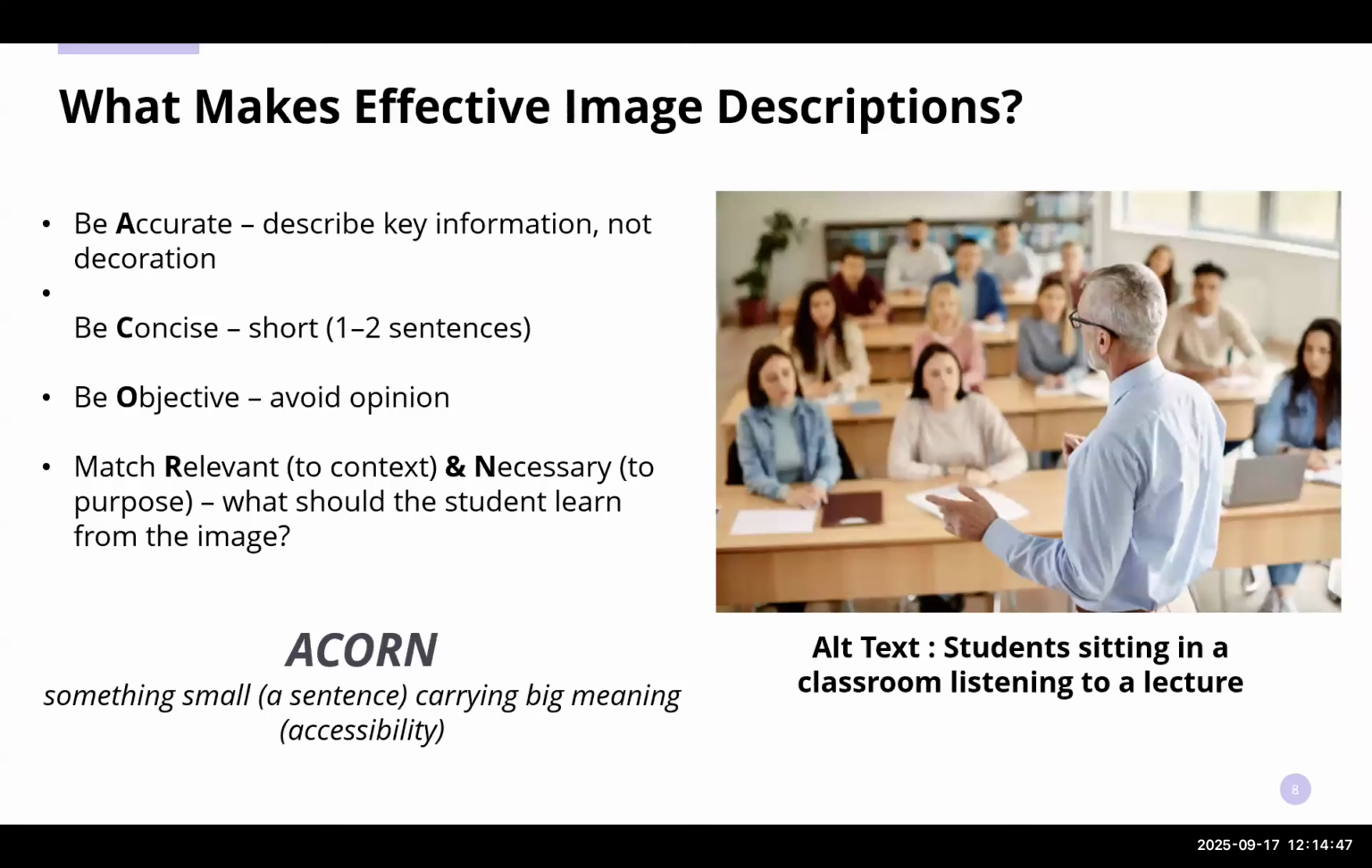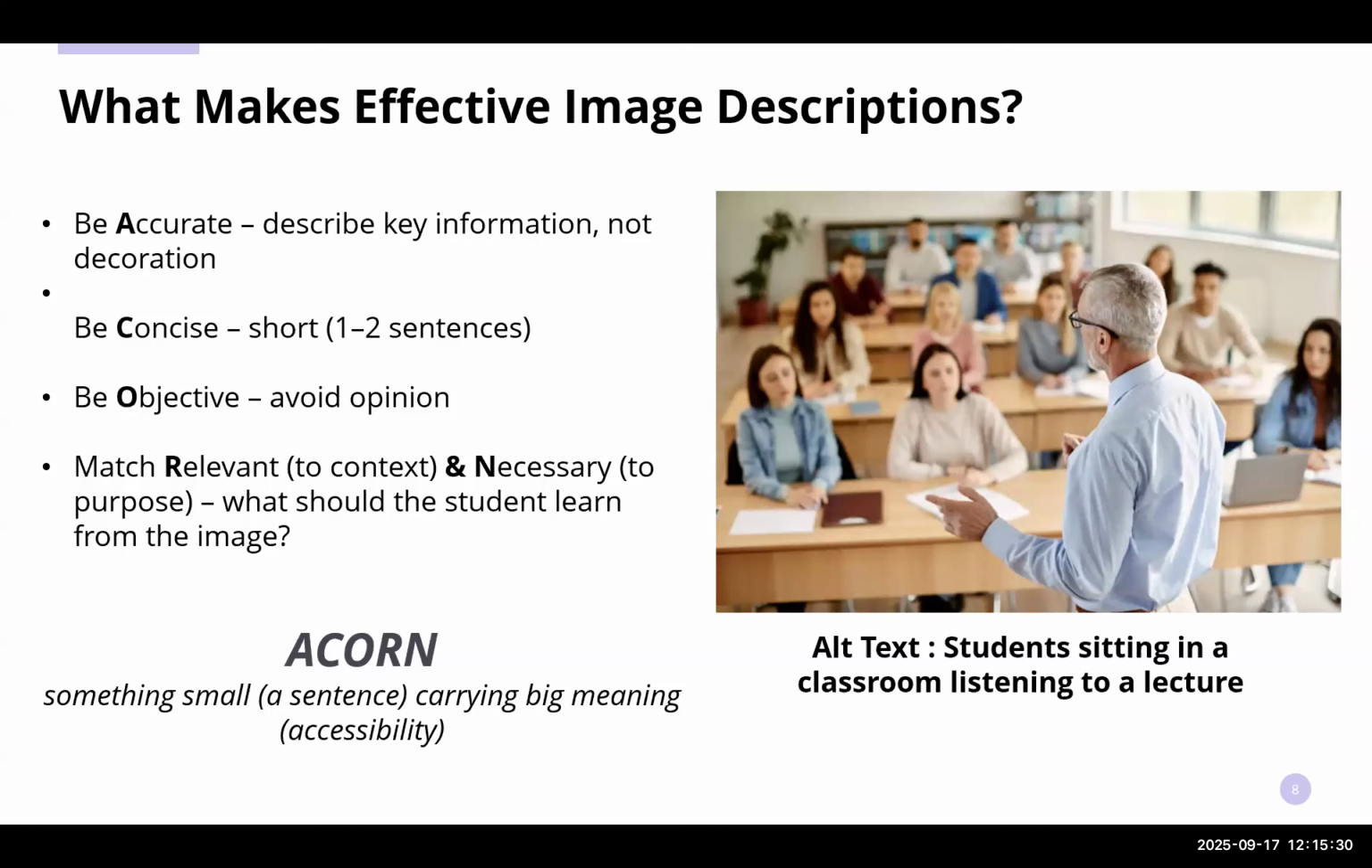So now that we have asked the right questions, the next step is actually writing the alt text or description. But what makes alt text effective? What turns a vague or overly wordy description into something clear and useful? To help with that, I would like to use a simple acronym called ACORN. It is not an official or universally known acronym. It's just a teaching tool designed to make good alt text easier to remember and apply. So here is what it stands for.